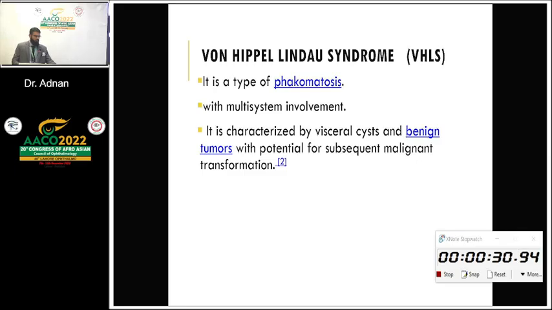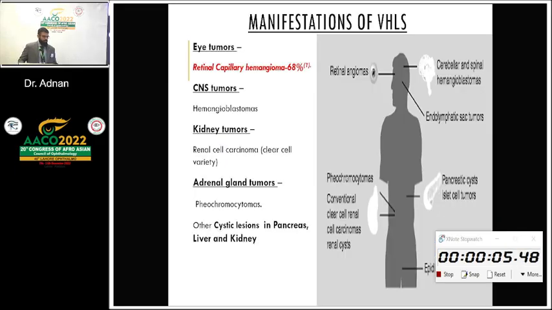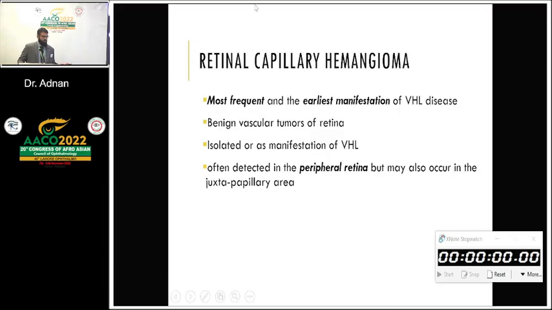Von Hippel-Lindau syndrome is a phakomatosis with multi-system involvement: multiple cysts and visceral cysts, which are benign tumors with the potential for malignant transformation. It is mostly autosomal dominant inheritance with about 20% sporadic, caused by a mutation in the tumor suppressor VHL gene, which is present on chromosome 3. These were the manifestations. Retinal capillary hemangioma occurs in 60 to 70% of patients, with CNS tumor, kidney tumor, adrenal gland tumor, and other visceral tumors.